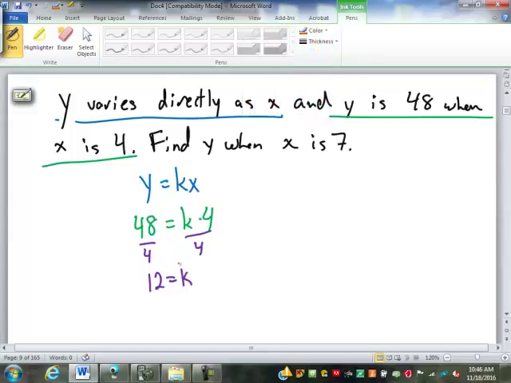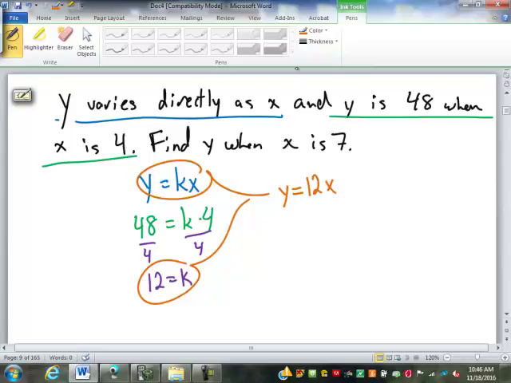So that's telling me, combined with my generic form of the relationship, if I replace k with 12, the relationship's really y equals 12 times x, or 12x. And finally, it's asking me find y when x is 7. So now I replace x with 7, so 12x becomes 12 times 7, to get that y equals 84.